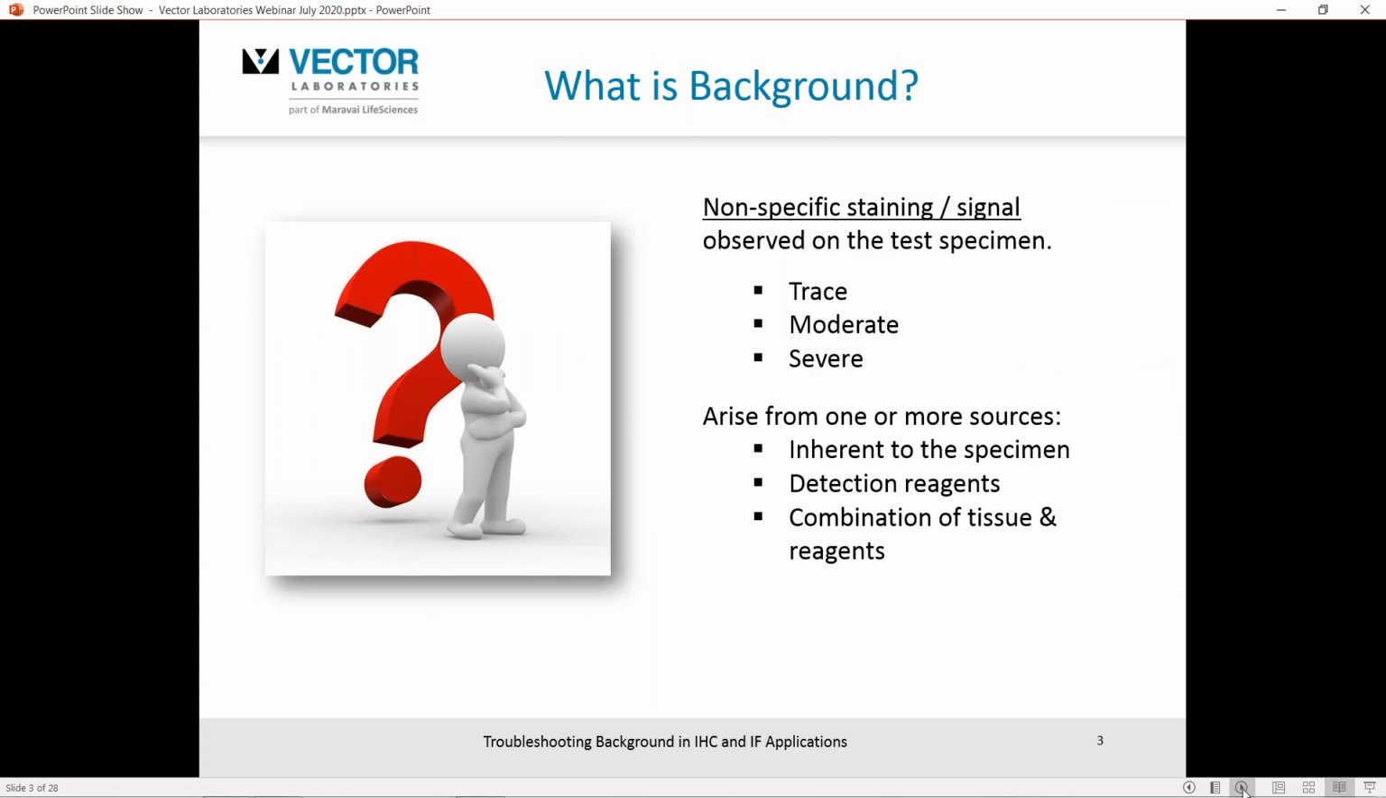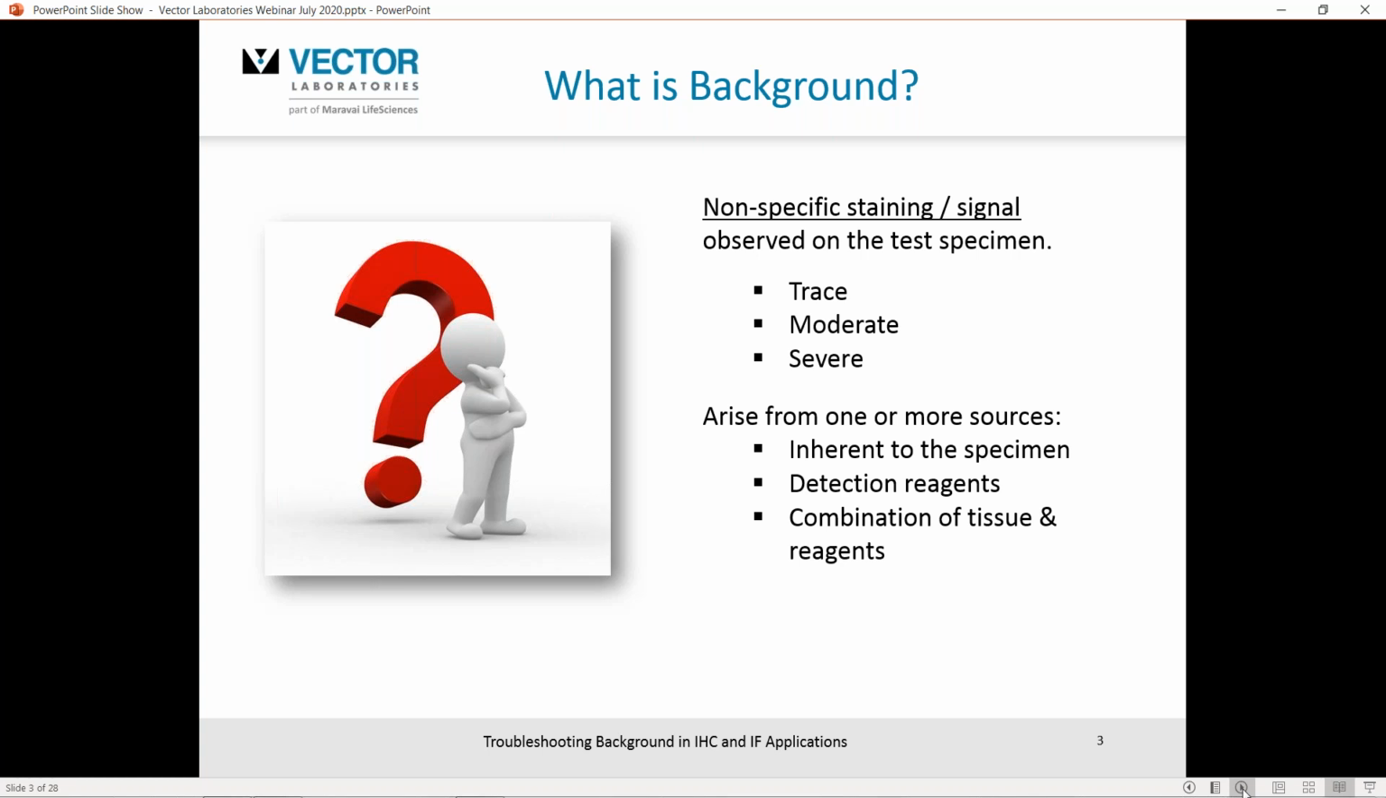So what is it we refer to when we're talking about background? It's non-specific staining or signal observed on the test specimen. Now, this may be observed as a trace or a weak staining, possibly as a toning across the section, or maybe just some isolated cells.